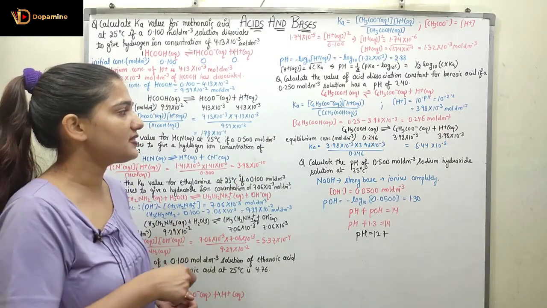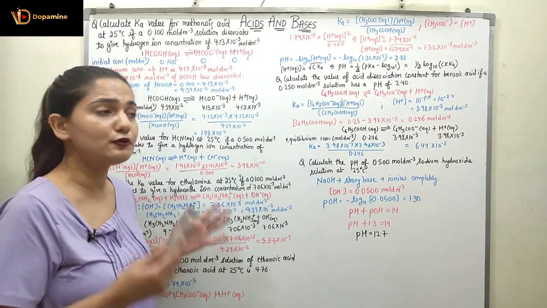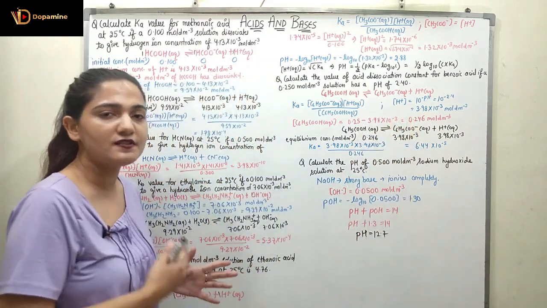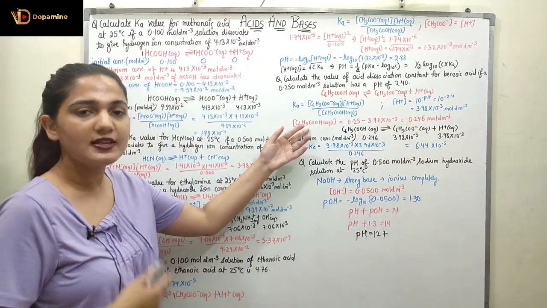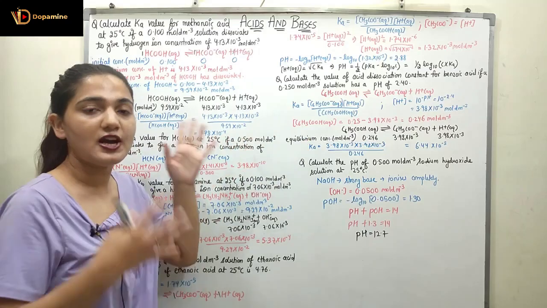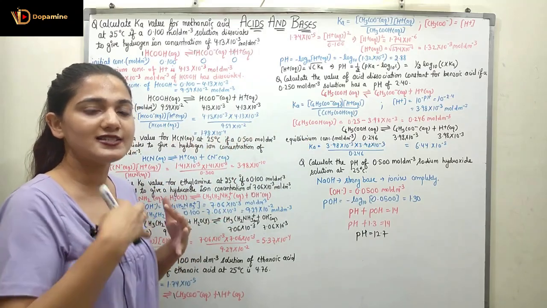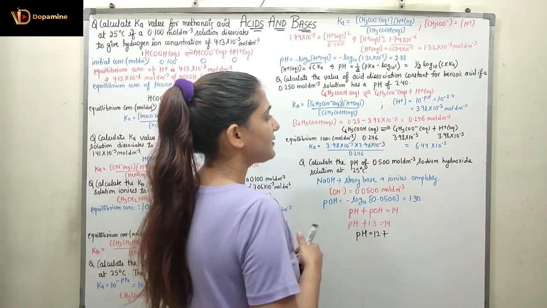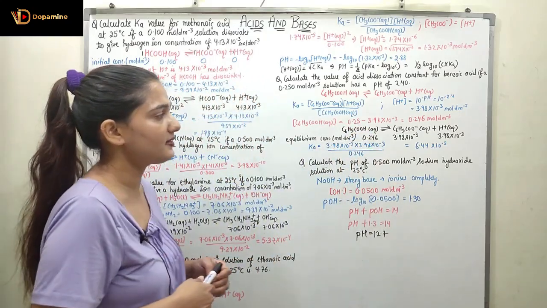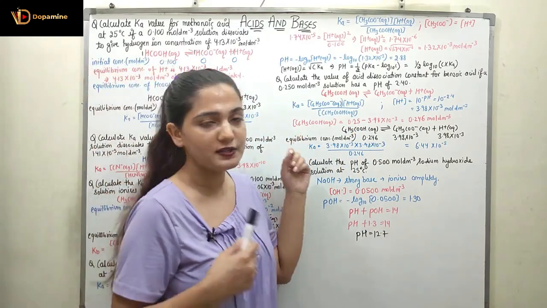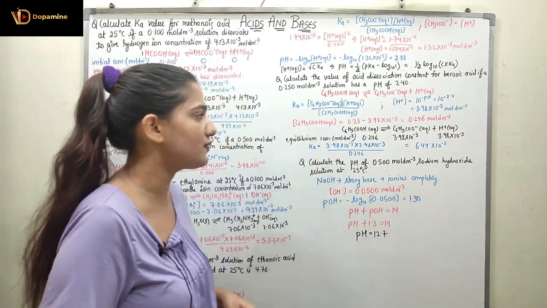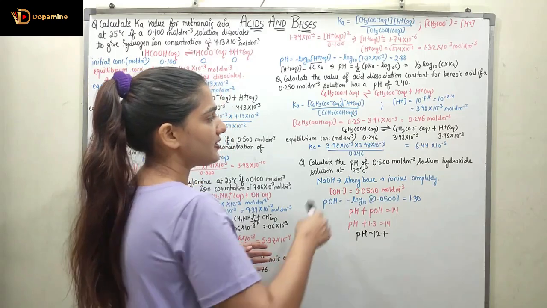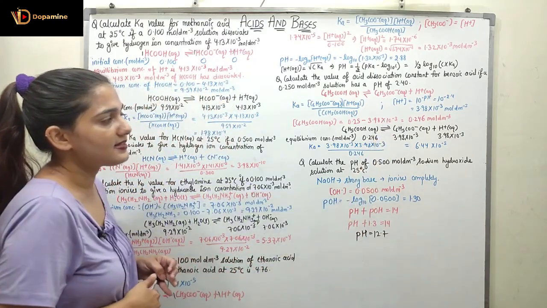So the concentration of C6H5COOH will be equal to the initial concentration minus the concentration of H positive, because H positive is formed by dissociating this initial C6H5COOH. How much C6H5COOH has dissociated? That much H positive has formed. So 0.25 minus 3.98 into 10 raised to power minus 3 would be the concentration of C6H5COOH at equilibrium, that is 0.246.